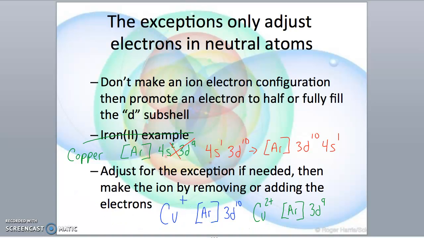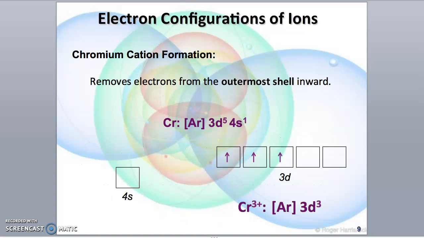The exceptions do not have 2 electrons in the s orbital, only 1. Use the same rules as before, but do not promote any electrons after forming the ion. The exception is for the neutral atom only. Chromium is one of the exceptions. There is 1 electron in the 4s orbital and 5 electrons in the 3d orbital for the neutral atom. The chromium 3+ ion results from removing 1 electron from 4s and 2 electrons from the 3d orbital.